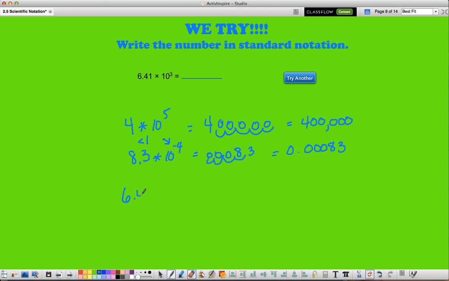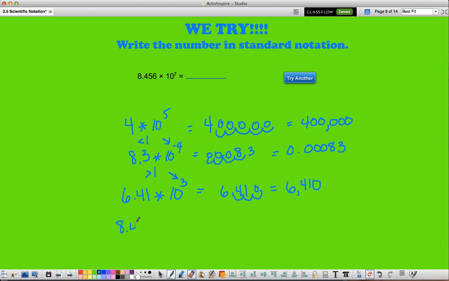So here I have 6 41/100ths times 10 to the 3rd. The positive exponent means that my answer should be greater than 1. I move my decimal 3 places to the right, so 1, 2, 3. So my answer is 6,410.